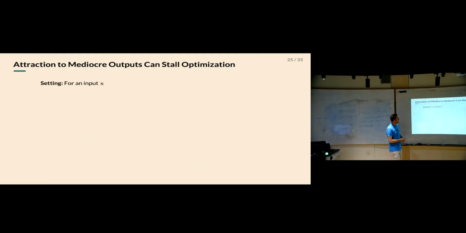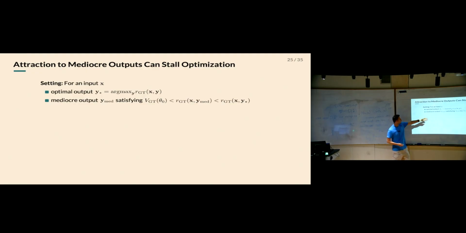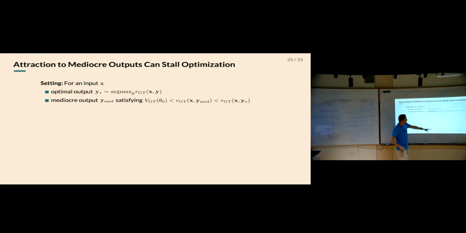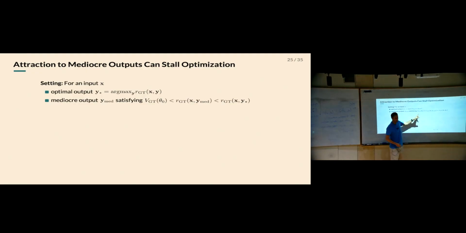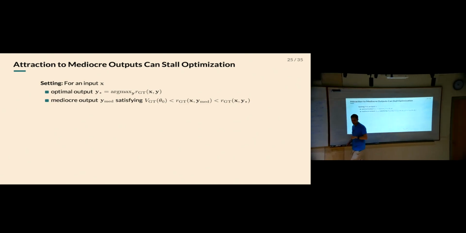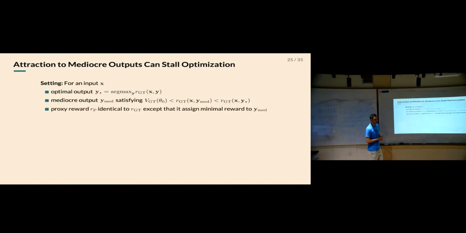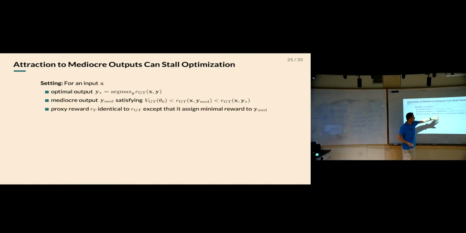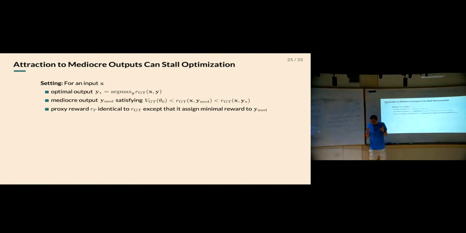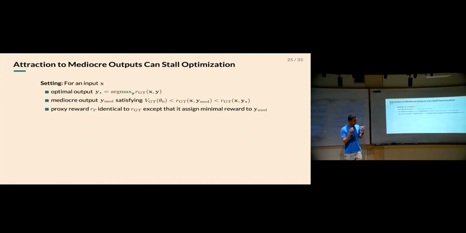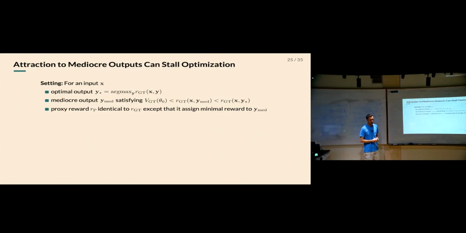Specifically, suppose that for some input x, y star is going to be the optimal output. Okay, this is the output with the maximal ground truth reward. And suppose that we also have some mediocre output whose ground truth reward is better than what we're currently doing, but it is not as good. Okay, it's not as good as y star. And as a baseline, as a comparison, let's say we have some proxy reward function, which is identical to our ground truth reward, but it incorrectly assigns a minimal reward, a low reward, to the mediocre output.